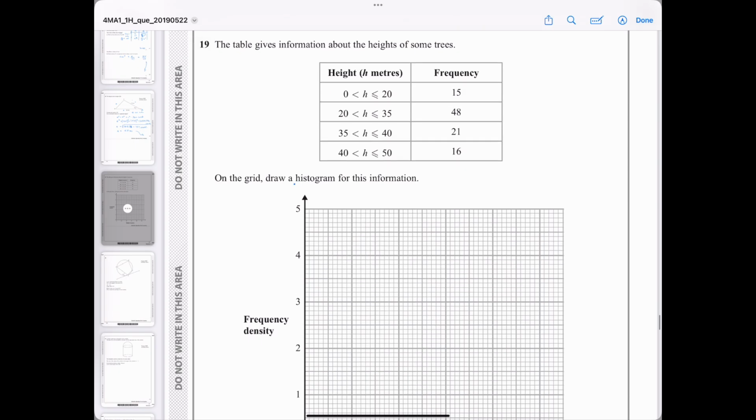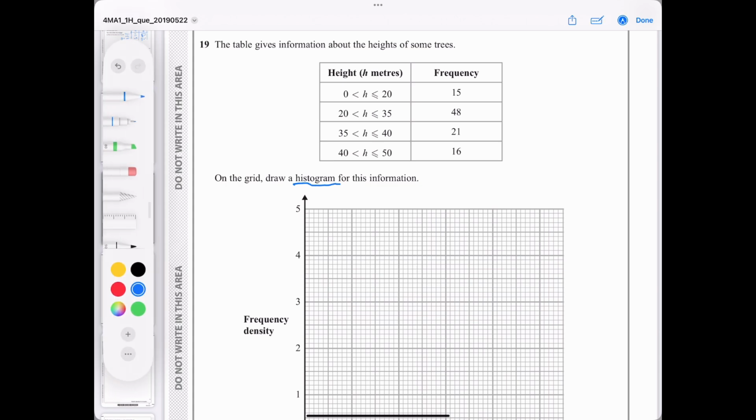Right, I didn't do histograms at school. I don't know, it might be after my time. So I have had one lesson on it. It consisted of this: frequency equals area.